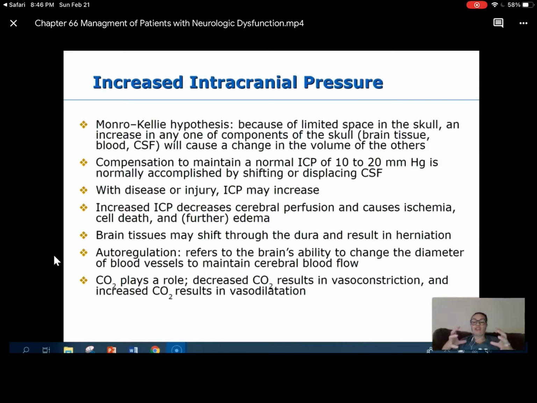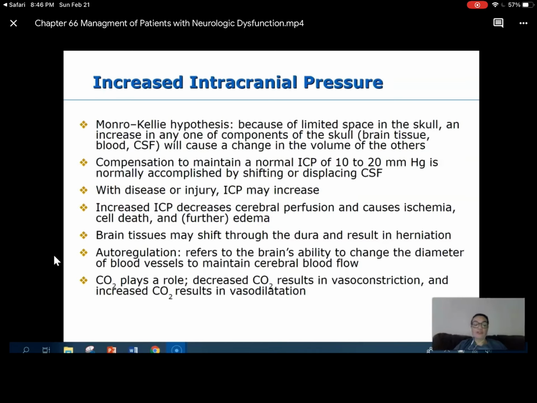Again, that pressure, that limited space causes this increased cranial pressure, this imbalance. So look at the normal levels here, 10 to 20. Okay, this happens from injury and from disease. Okay, so it decreases perfusion, blood flow. Okay, this causes cell death, permanent disabilities and damage to the body throughout. Brain tissue may shift through the dura and result in herniation.